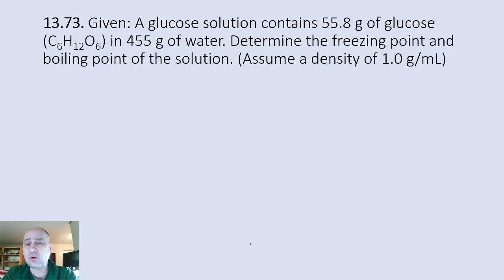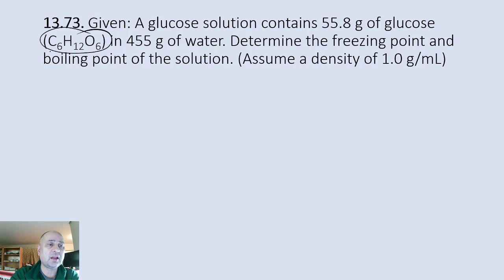We already know that glucose is a polar covalent compound. Again, we just have carbon, hydrogen, oxygen. It is not an electrolyte. Glucose is sugar, does not conduct electricity. So we have one particle. That makes our molality much easier.